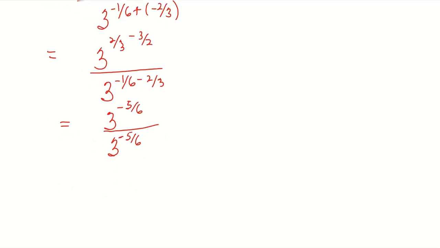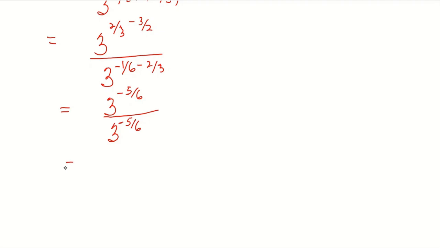Now, having known this, we continue, and we can see that the bases are the same and they are also dividing. So we can also rewrite this as 3 exponent minus 5 out of 6 divided by 3 exponent minus 5 out of 6. And we said that if the bases are the same and they are dividing at the same time, we subtract the exponent. So if that's the case, we continue.